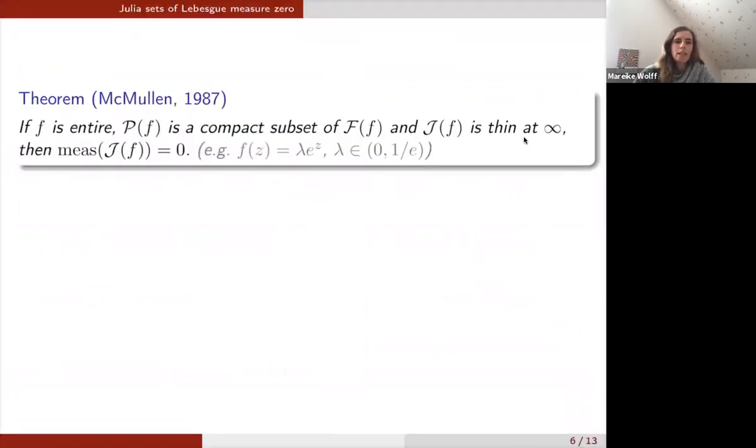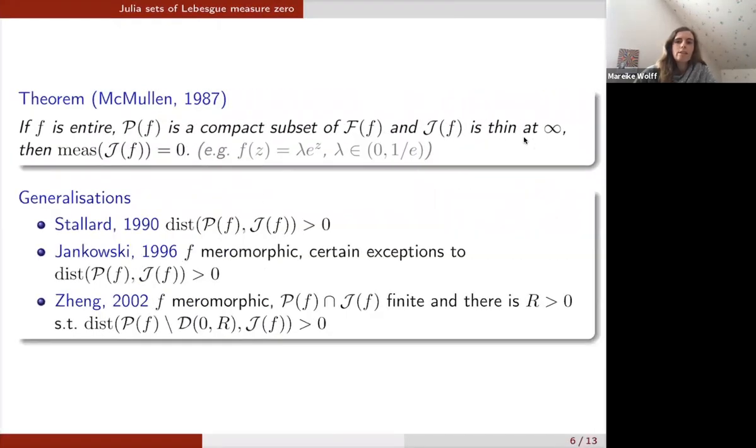The first one I would like to mention is by McMullen, who proved that if f is an entire function whose post-singular set is a compact subset of the Fatou set, and whose Julia set is thin at infinity, then the Lebesgue measure of the Julia set is 0. For example, this can be applied to the function lambda times e to the z for lambda between 0 and 1 over e. And then I would like to mention some generalizations of these results. All these generalizations assume that the Julia set is thin at infinity, but impose weaker assumptions on the singularities.